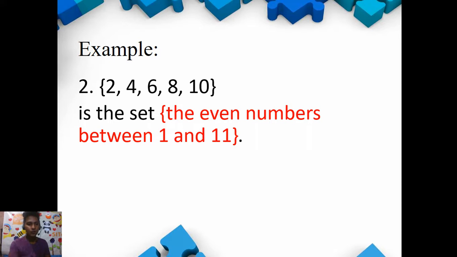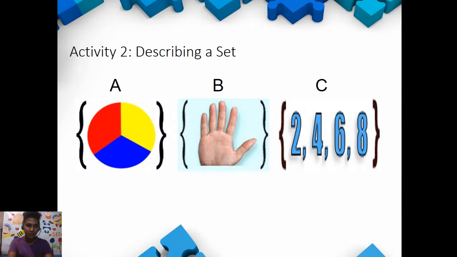If we say between, are we going to include 1 and 11? No. Because it says here between, it is in the middle. And then 1 and 11 are not even numbers. Did you understand? Okay, very good. Next one.